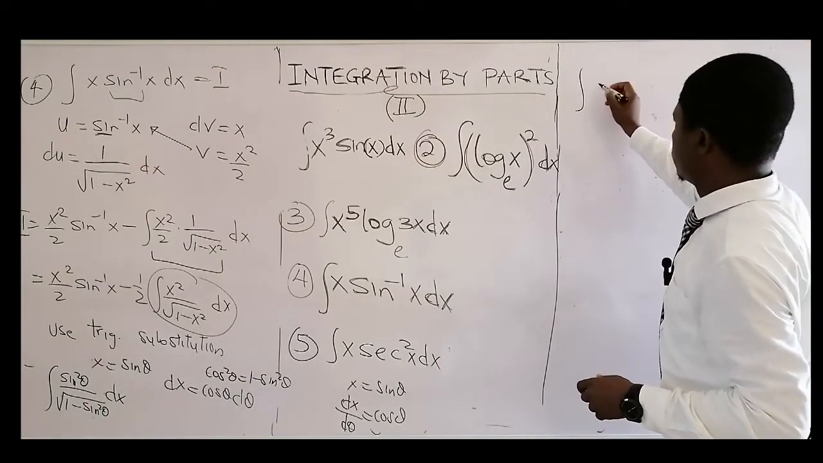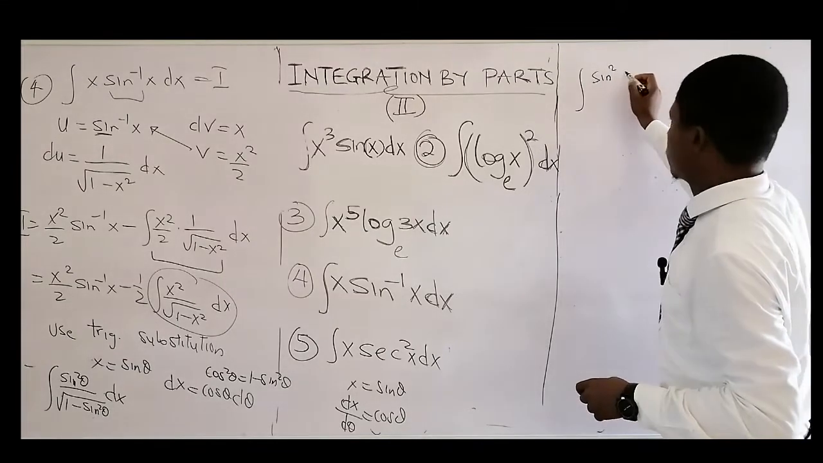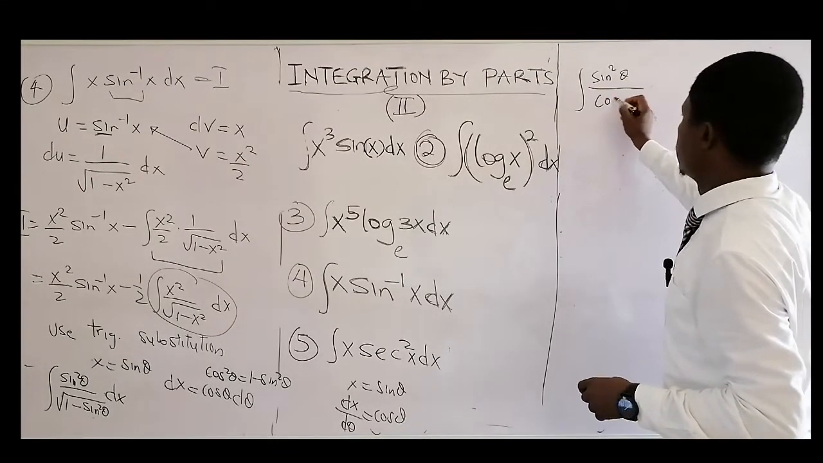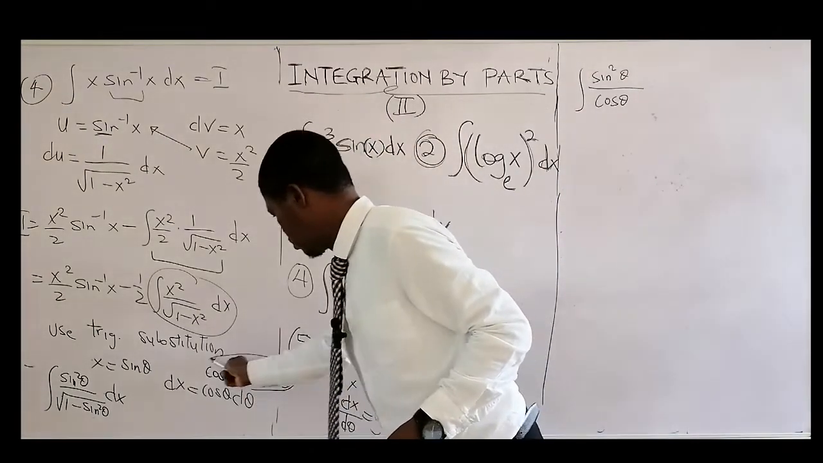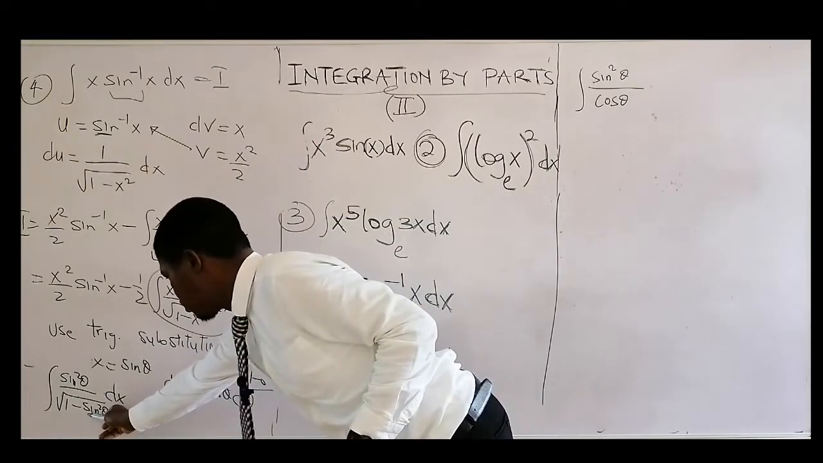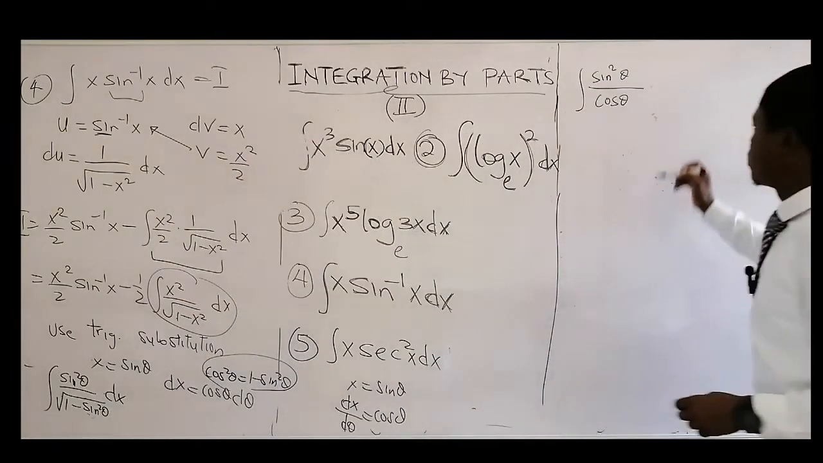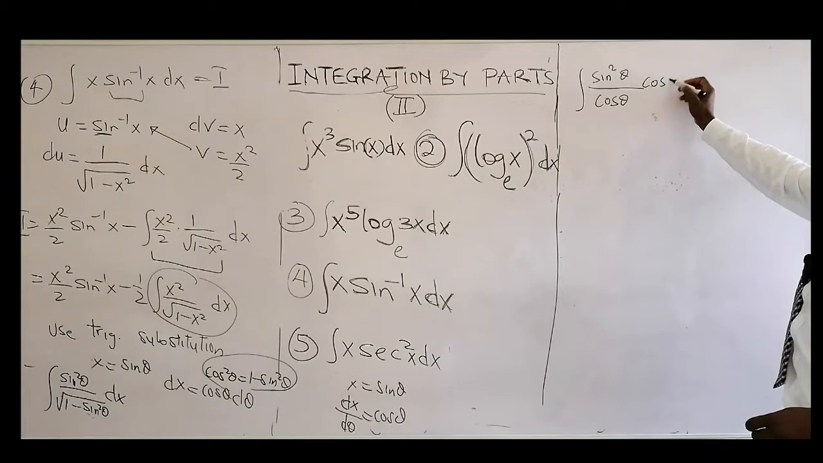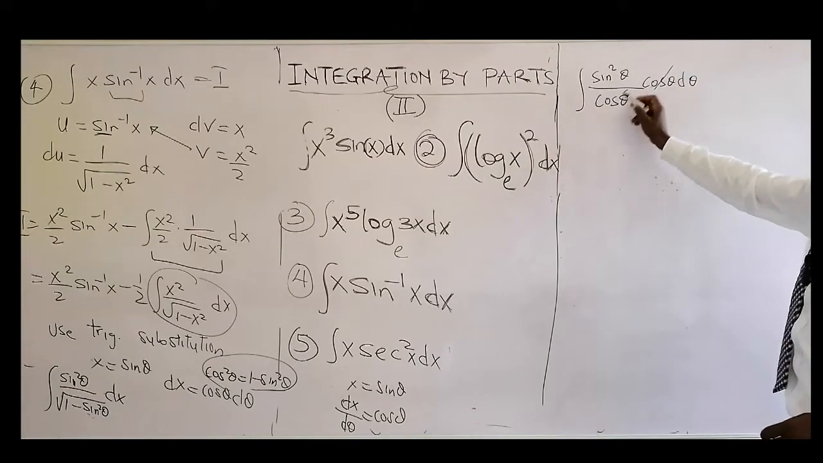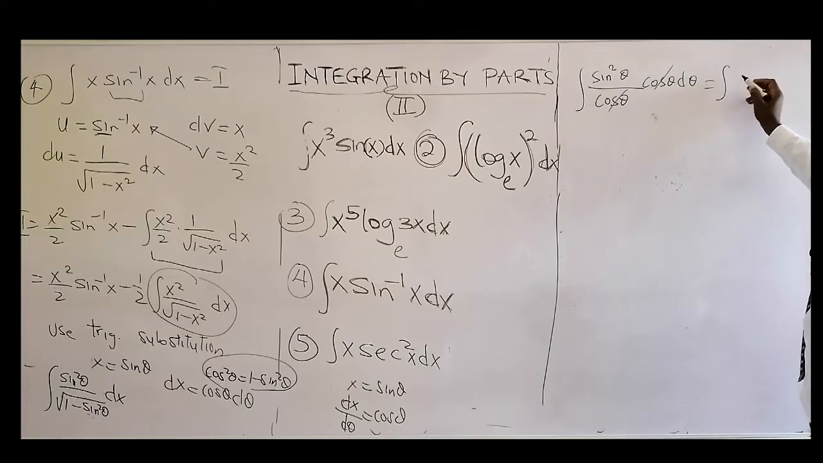So integral sine theta, sine squared theta, all over cos theta. Okay, I've shown you this one. Use it here. This one is cos square theta, the square root, that's cos theta. Then your ds is what? Your ds is cos theta d theta. So this one and this one will cancel. So you have integral of what? Sine square theta d theta. That's what we have there.